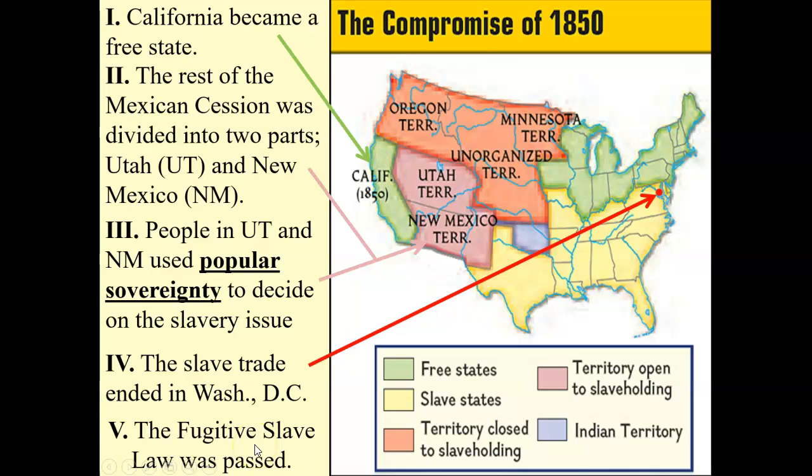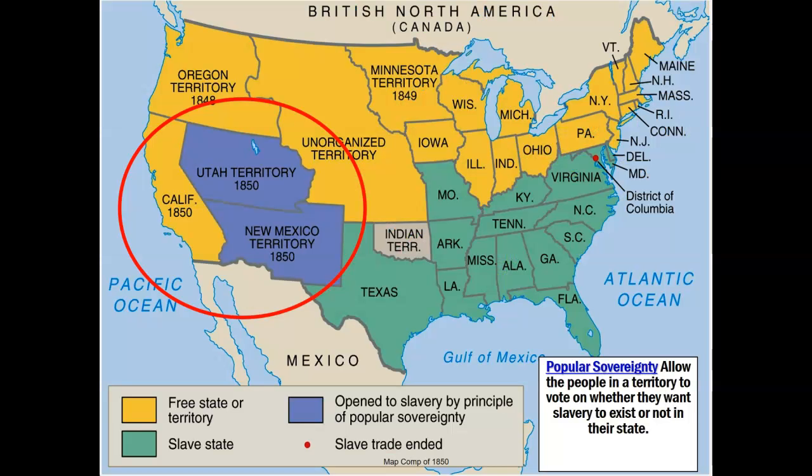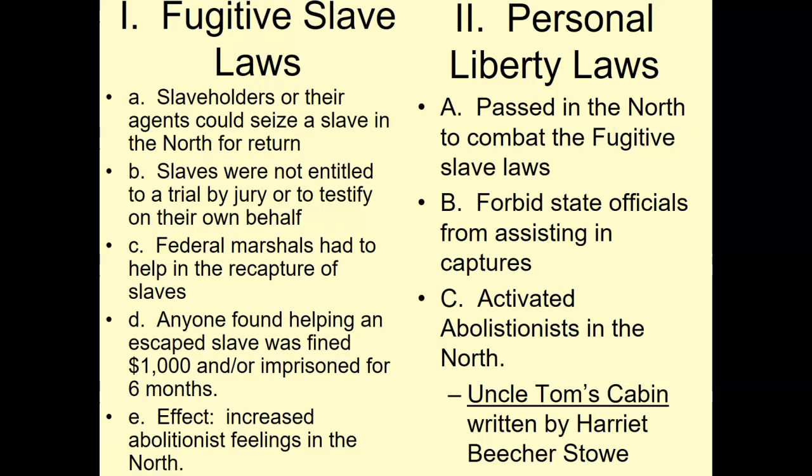This is actually rounded up in separate bills, lumped together and called the Omnibus Bill. So the Omnibus Bill goes through Congress, is passed, and then it heads to the president. The most controversial part of it is the fugitive slave law.